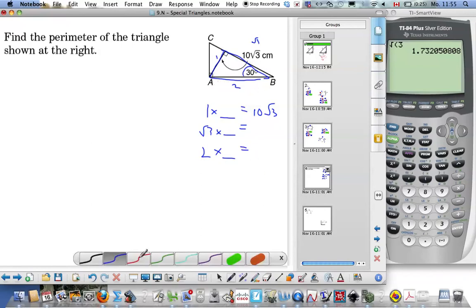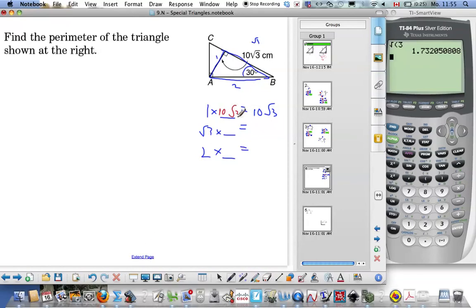So 1 times what gives us 10 root 3? Well, that would be 10 root 3. I'm not interested in this, although I can put them down. So 2 times 10 root 3 is 20 root 3. And then in the middle, let's do that one anyway, just for math's sake. Square root of 3 times square root of 3 is square root of 9, which is 3, so that's 10 times 3, which is 30. Good. So what are we looking for now?